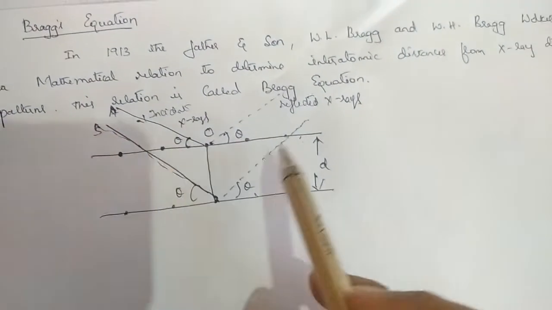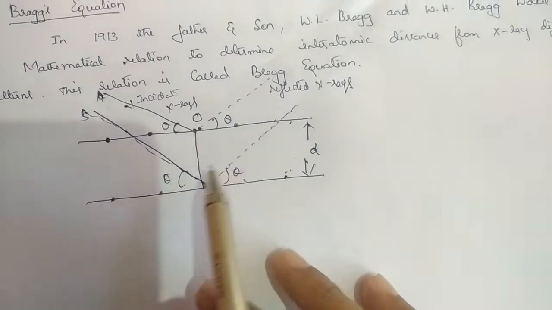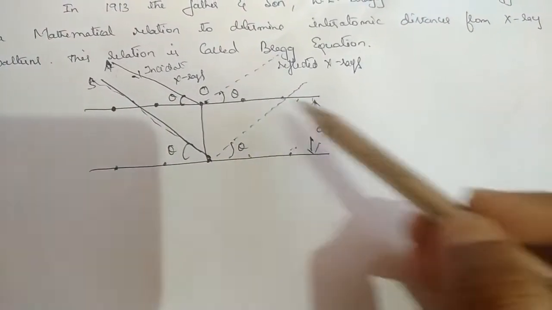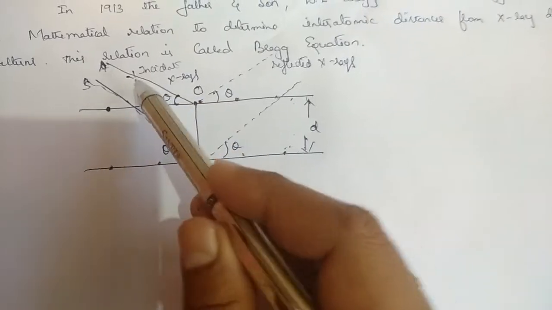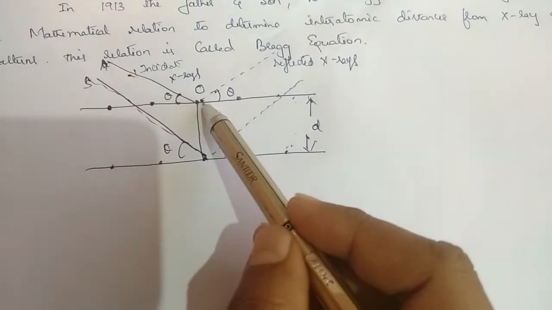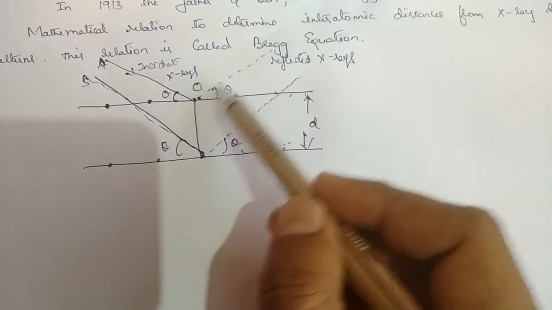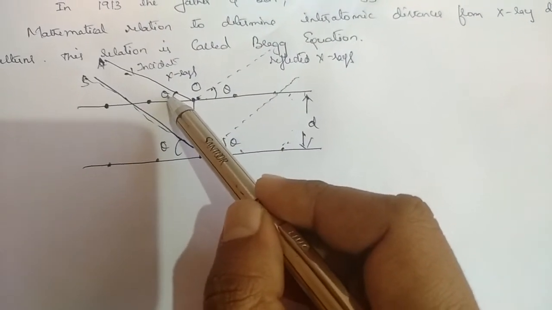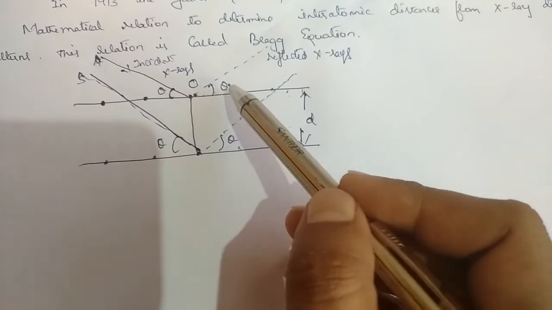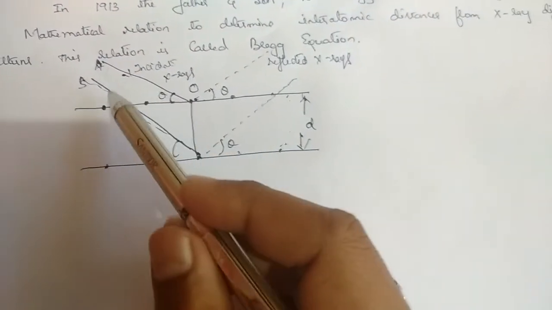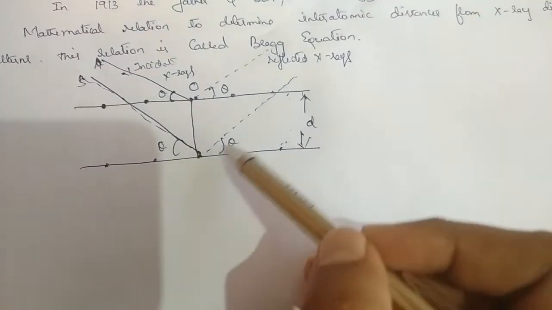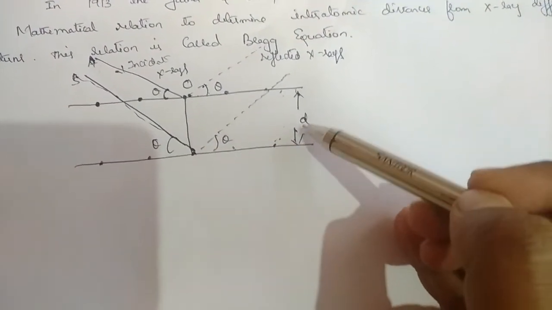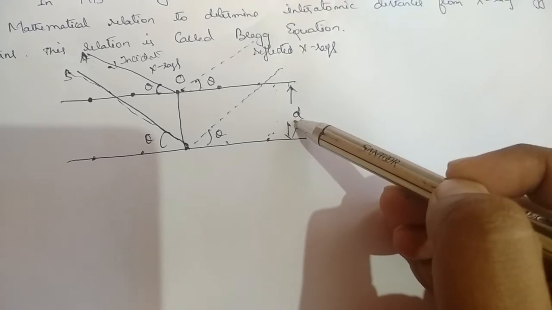Therefore, this is the diagrammatic representation to understand Bragg's law. This is the crystal plane, and this is the crystal lattice. When an X-ray is incident here, after incidence it will be reflected at the same angle theta. For another plane, the X-ray is incident and reflected again at theta. The internuclear distance between the two planes is represented as small d.